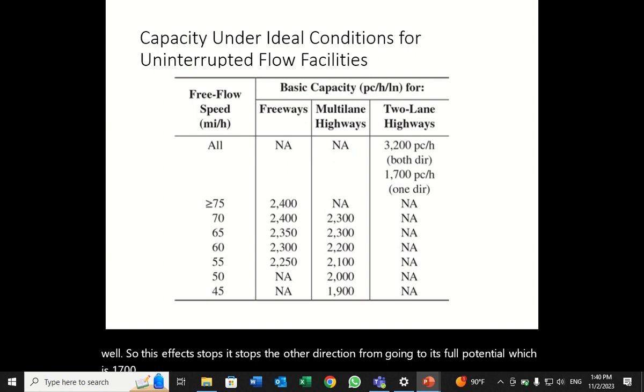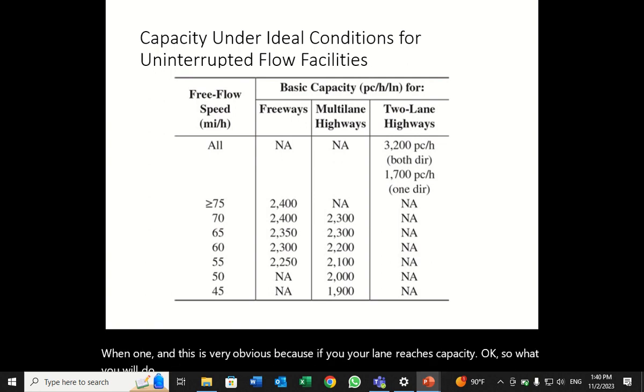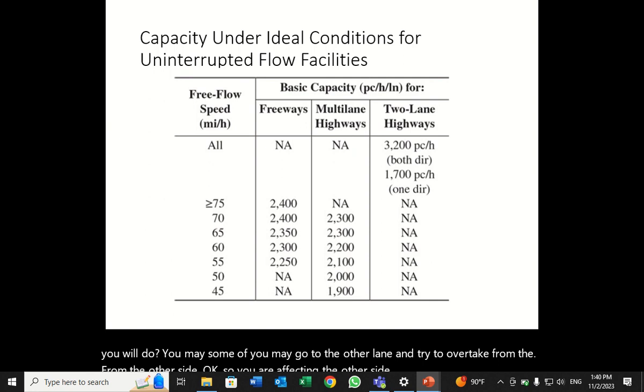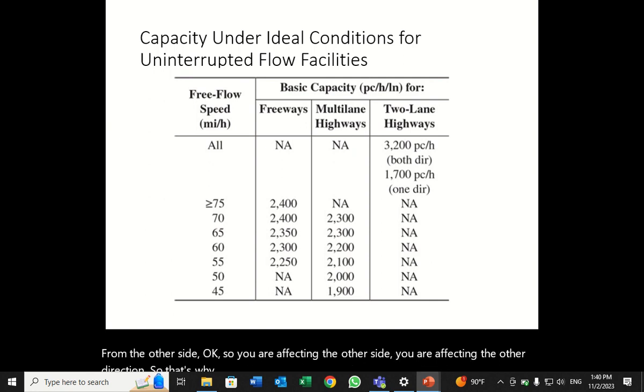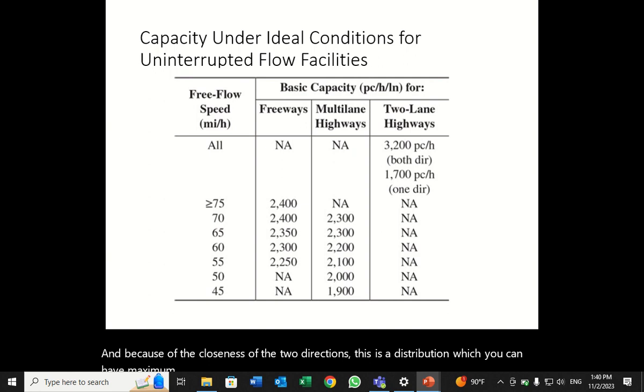This is very obvious, because if your lane reaches capacity, some of you may go to the other lane and try to overtake from the other side. So you are affecting the other direction. Because of the closeness of the two directions, this is a distribution where you can have a maximum of 1,700 and 1,500.